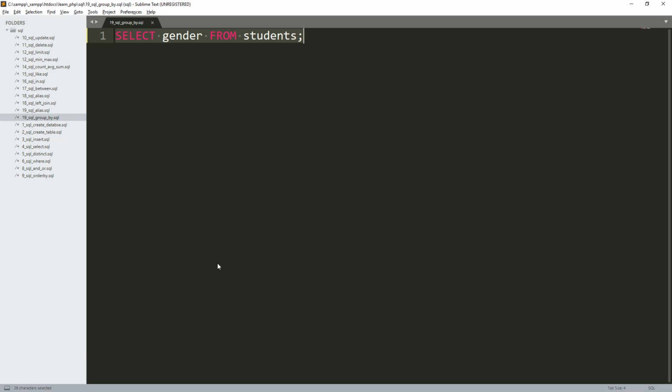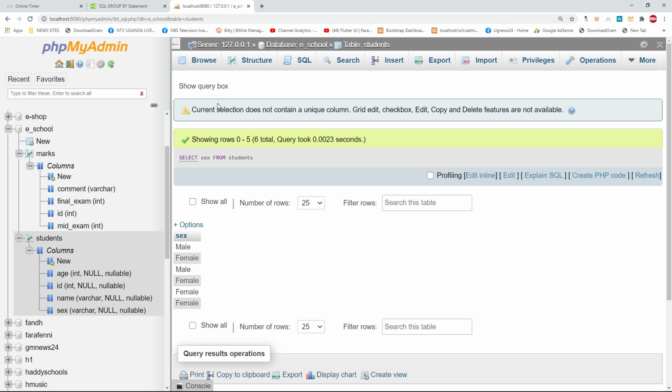Now, what if we don't want a repetition of data? We want just a group of data. So to do that, we give a condition, group by, and then you specify the column that you want to group by. So if I say group by gender, it will make sure that there is no gender that is repeated more than one time.